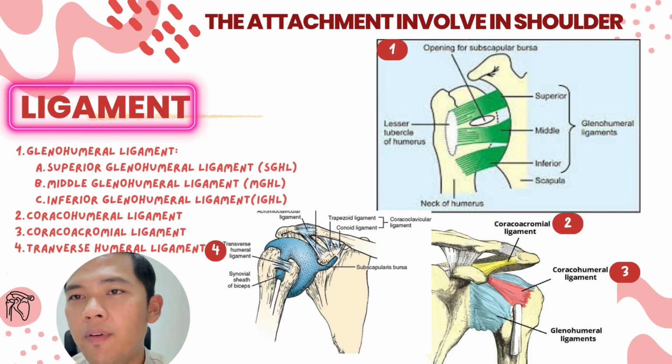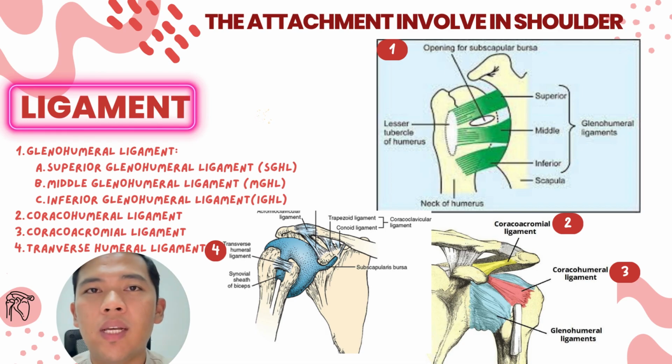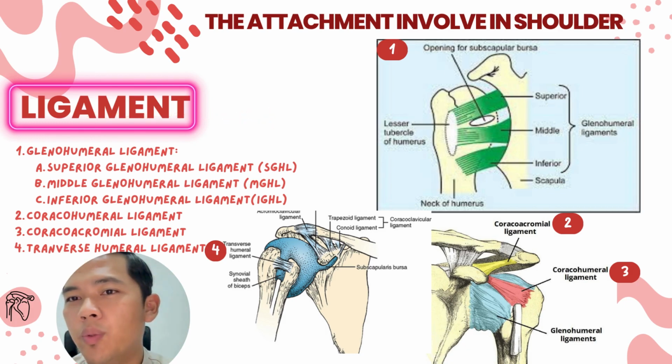Next, the inferior glenohumeral ligament. This ligament is the most important stabilizer, especially when the arm is abducted to 90 degrees. It prevents anterior and inferior dislocations. So next is the coracohumeral ligament, number two.